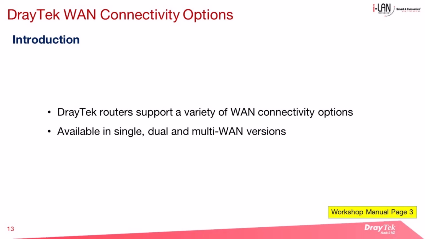DrayTek routers support a variety of WAN connectivity options. These are available in either single, dual, and multi-WAN versions. Over the next few slides, I'll briefly point out the differences between them.